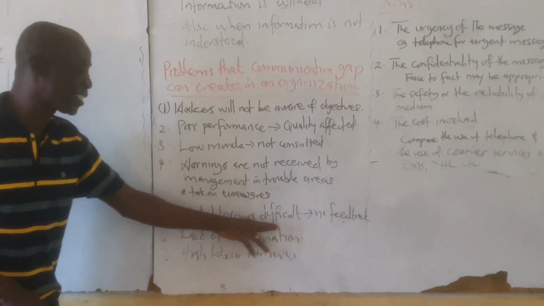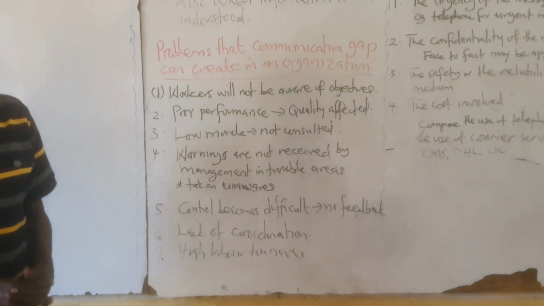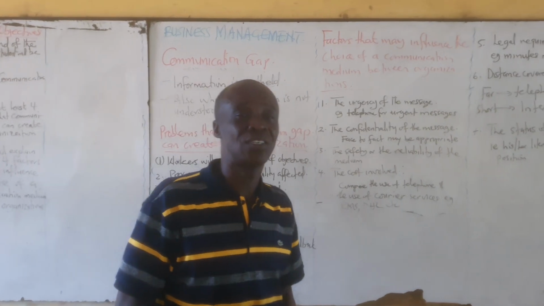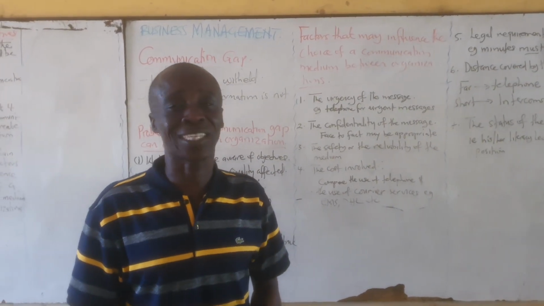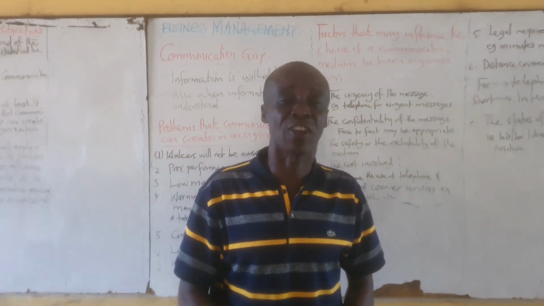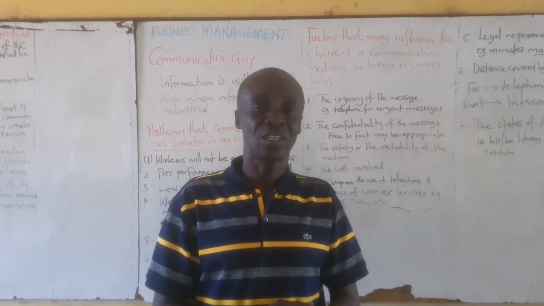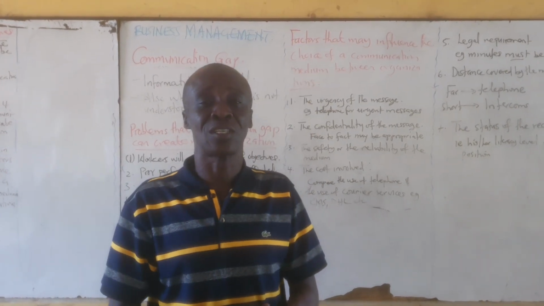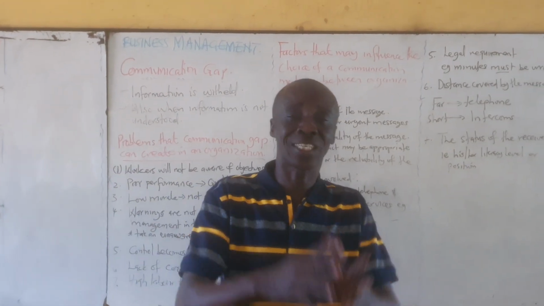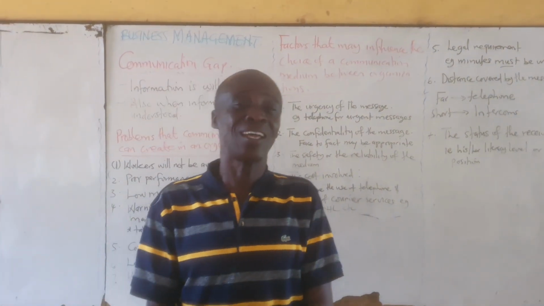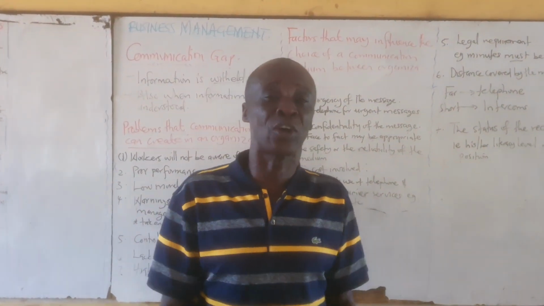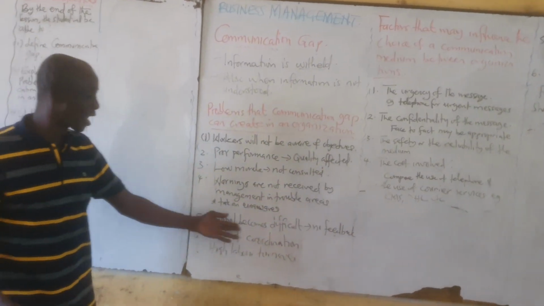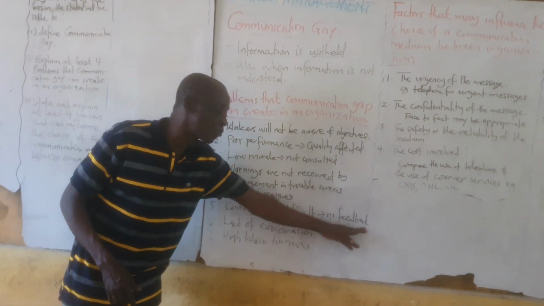Then control becomes difficult. You know what is meant by control. Now, in control, you set standards, you measure performance, you compare standards with the performance, and you take the necessary corrective measures when there is deviation. And you know that the employees would have to give you information for you to know what is happening, so that you detect whether they are deviating from the course of action or not. So when information is withheld, then control becomes very difficult because you don't receive feedback.